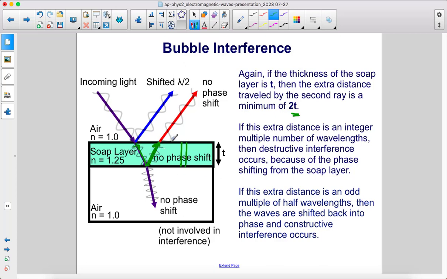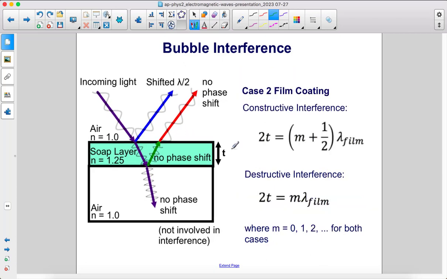However, if this extra distance is an odd multiple of half wavelengths, then the waves will be shifted back into phase and constructive interference will occur. In conclusion, for case 2, where we go from fast to slow to fast, these are going to be out of phase. So this extra distance, if you want there to be constructive interference, you're going to have to get them back into phase by being 1.5 wavelengths or 3/2 wavelengths, so that since they're already out of phase, you need to get them back into phase by using this condition.